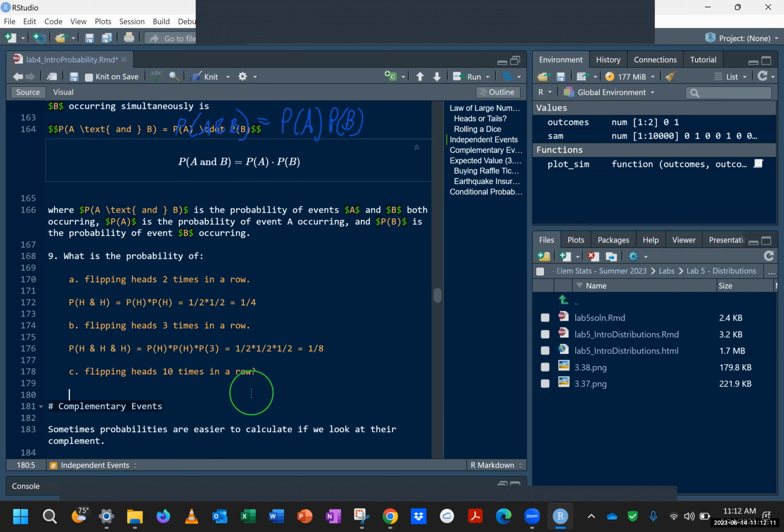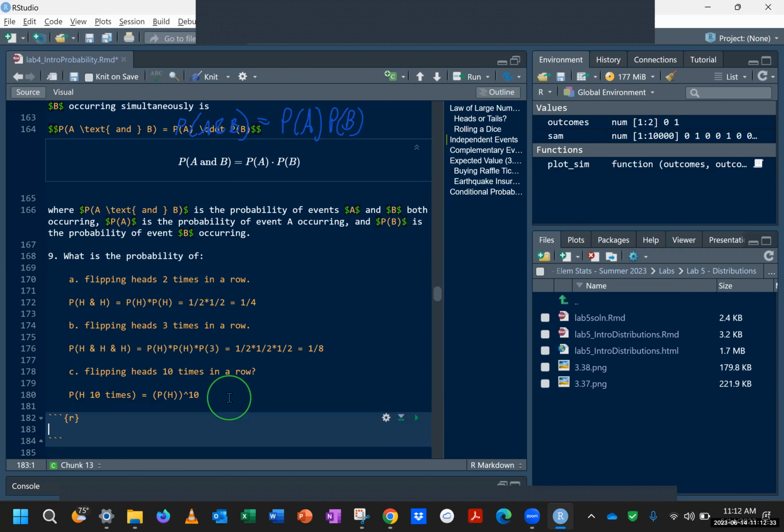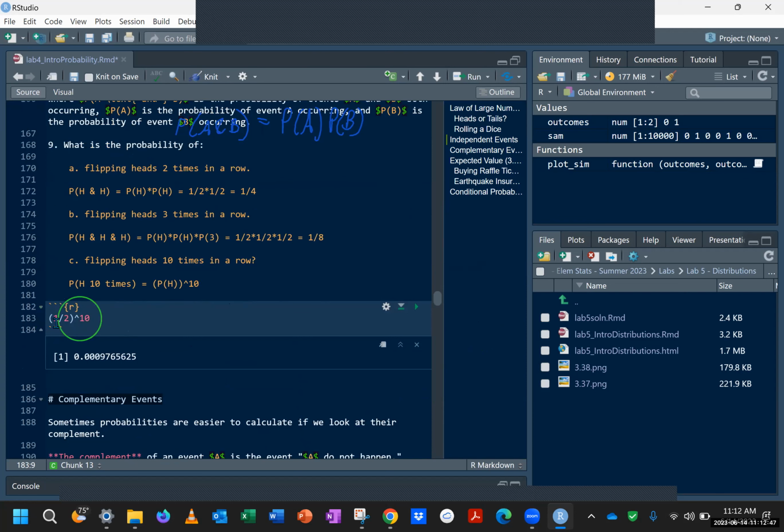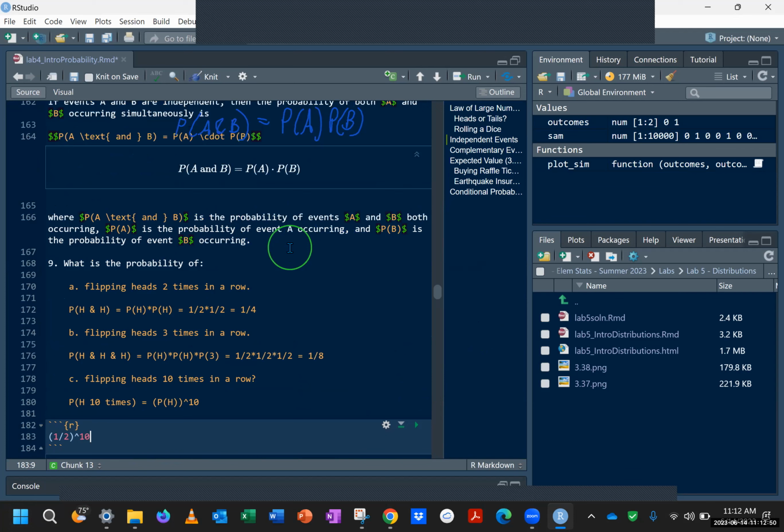So I think you see the pattern now. By the time you get to 10 heads, the probability of flipping heads 10 times is the same thing as the probability of heads times itself 10 times, which is the same thing as saying to the 10th power. I'm going to use some code to do this. Let's say 1/2 to the 10th in my code chunk tells me what that probability is, and you can see it's a pretty small number. 1/2 times 1/2 times 1/2, 10 times. So that's our first rule, independent events.